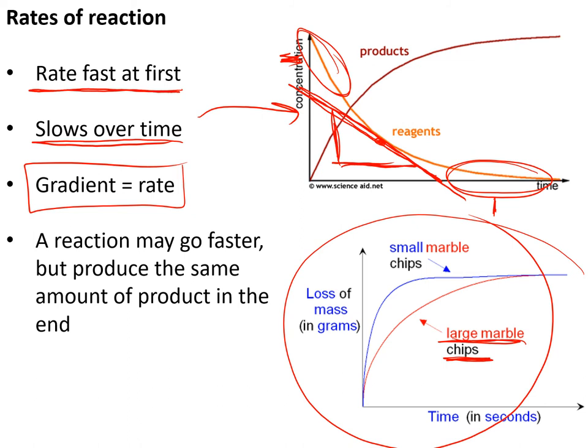Equally, we could use small marble chips. Now, with 5 grams of small marble chips, the reaction will go faster, which is why the line is steeper. But because you've still got the same amount of marble, it will finish up at the same place as the larger chips, it just gets there more quickly.